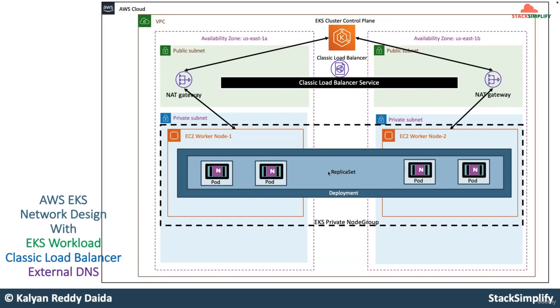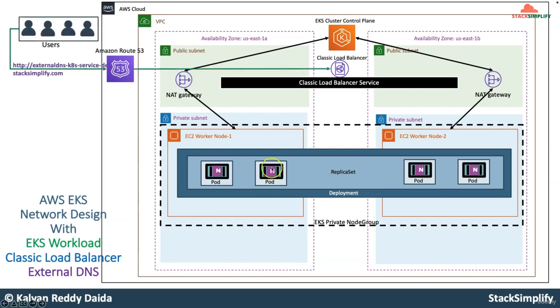The Kubernetes service of type load balancer creates a classic load balancer in AWS, and its DNS name will be registered as an alias in Route 53 for the external DNS name you have specified. And whenever you access external-dns-k8s-service-demo.stacksimplify.com, the request will come to the classic load balancer, and from there you will be able to access your application pods load balanced under this respective load balancer, right?